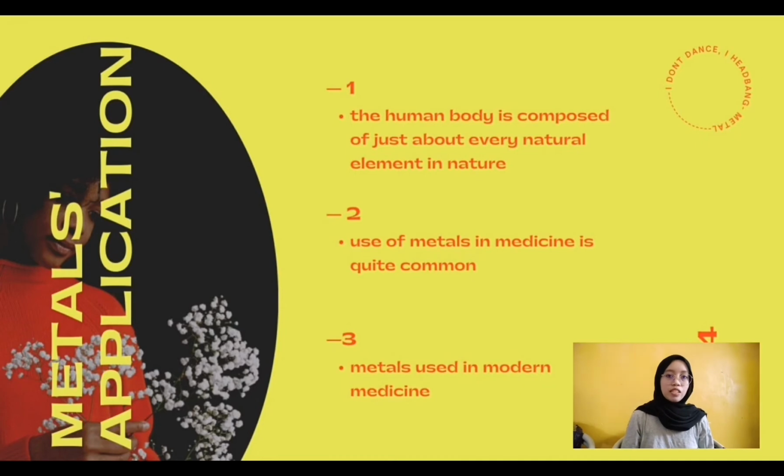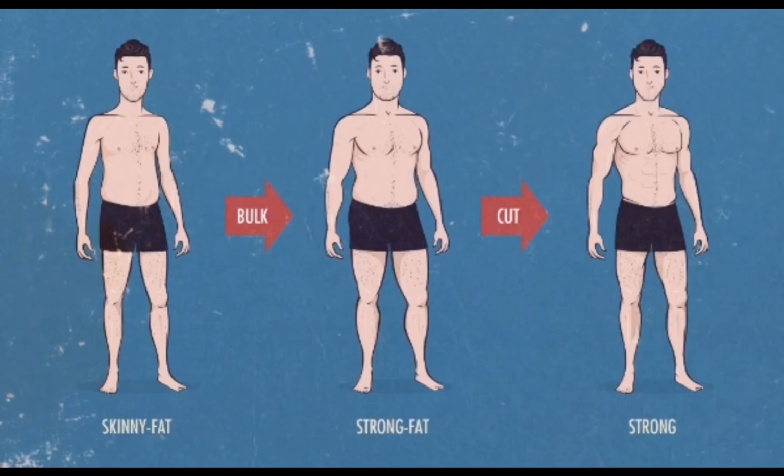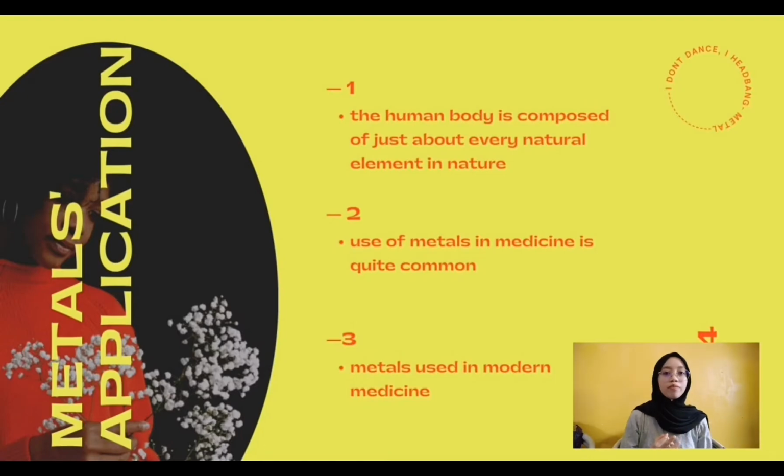The human body is composed of just about every natural element in nature. Some of these natural elements are classified as metals and help our bodies to operate every single day. Thus, today, the use of metals in medicine is quite common, in the treatment of illness, for example, to heal wounds, add supplemental value to our diets, and many more.